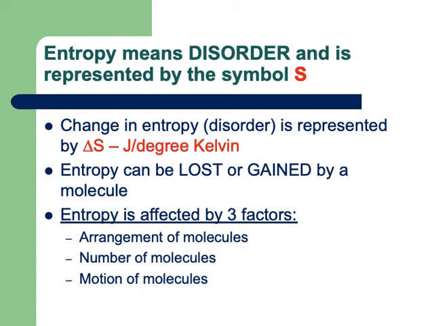So entropy is affected by three factors. One is the arrangement of molecules, two is the number of molecules, and three is the motion of molecules. So let's talk about each of those now.